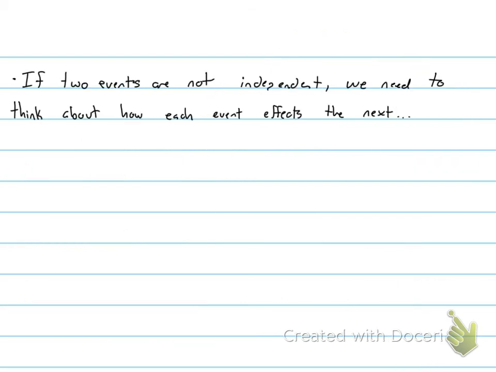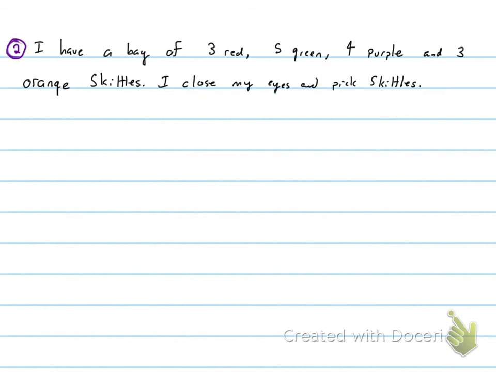Something important to distinguish is that if two events are not independent, we need to think about how each event affects the next. An example that we looked at before your last quiz would be if I had a bag of Skittles, close my eyes and pick Skittles each time, but I eat whatever I pick up. Since I eat a Skittle, at the next event there's not going to be 15 anymore, so the probability of picking another Skittle is going to change each time I eat one.